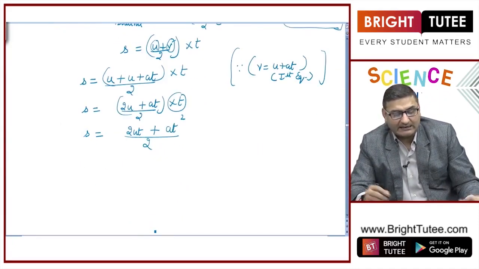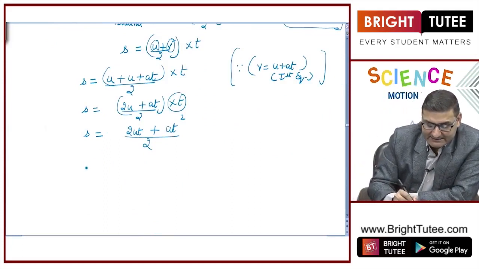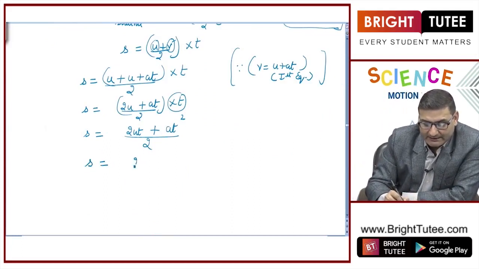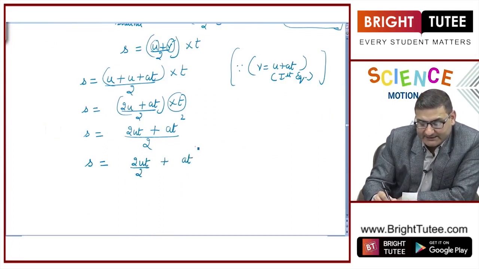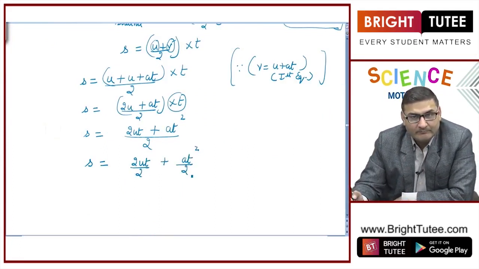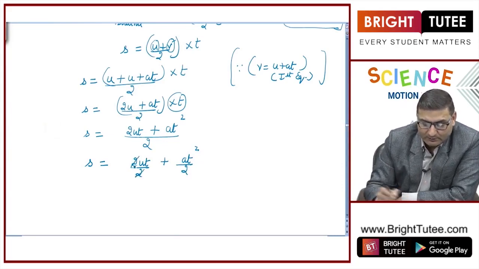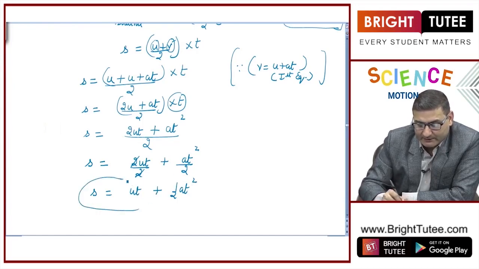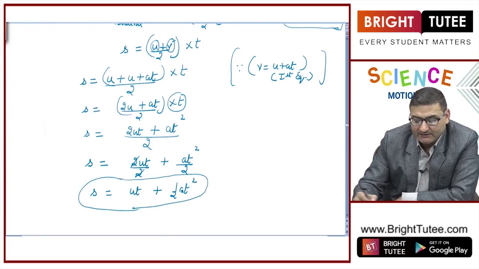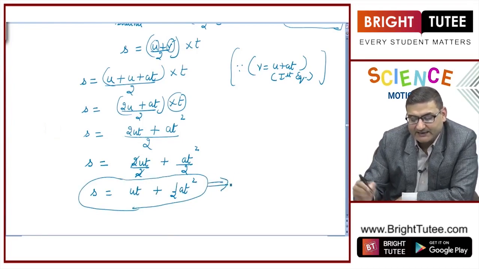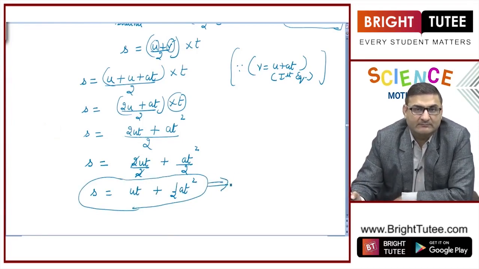This is what I conclude. So, if I separate these values, I can also write it like 2ut by 2 plus at square by 2. Right? This is also expressed like this. Now, I will cancel out 2 with 2 and I am left with S is equal to ut plus half at square. This divided by 2 I have written as half. This is exactly my second equation of motion.